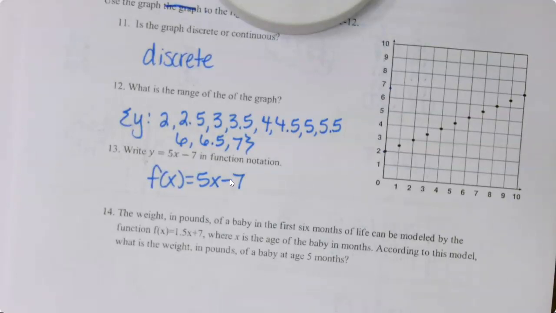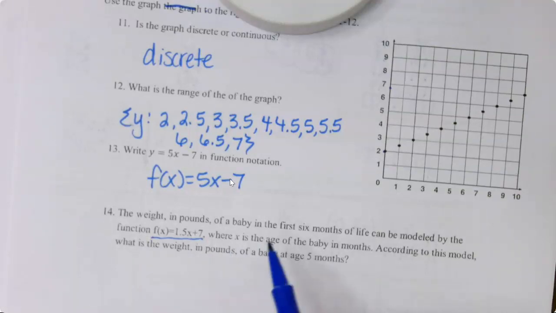So, question 14, where we left off, says the weight in pounds of a baby in the first 6 months of life can be modeled by the function f of x equals 1.5x plus 7, where x is the age of the baby in months. According to this model, what is the weight in pounds of a baby at age 5 months?